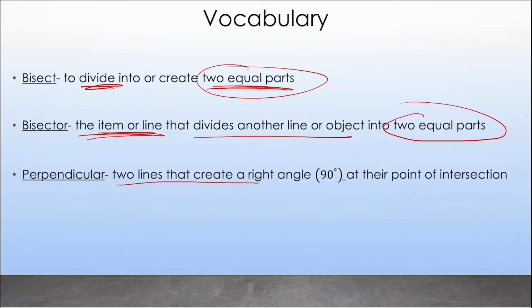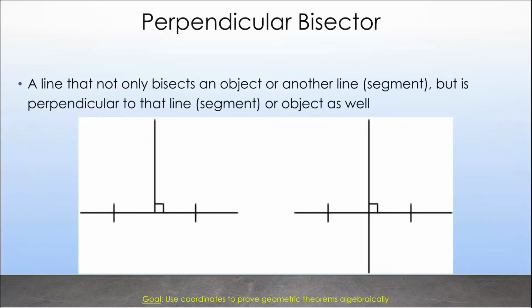Perpendicular is two lines that create a right angle, which is 90 degrees, at their point of intersection. So a perpendicular bisector is a line that not only bisects an object or another line segment, but is also perpendicular to that line. Notice right here is my perpendicular bisector. It cuts something in half, but it also creates a 90 degree or right angle. Same thing here, there'd be my perpendicular bisector.